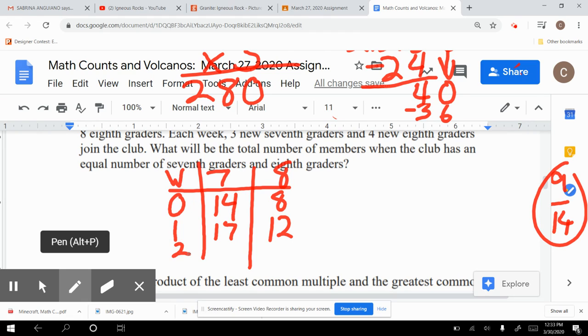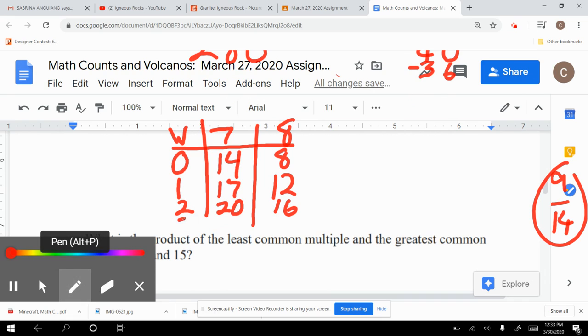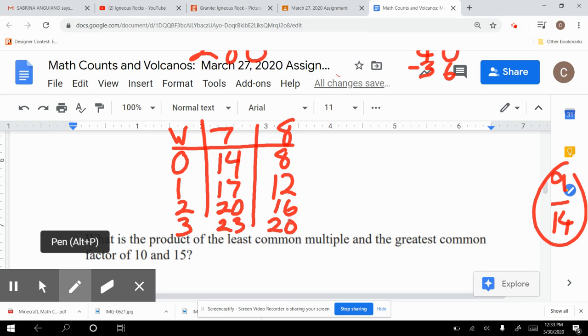Okay, week 2, we're going to have 20 7th graders, and we're going to have 16 8th graders. You can see that the 8th graders are slowly catching up with the 7th graders. All right, moving on. 3 would be 23 7th graders. That would be 20 8th graders. Week 4 would be 26 7th graders and 24 8th graders. All right, week 5 would be 29 7th graders and 28 8th graders.